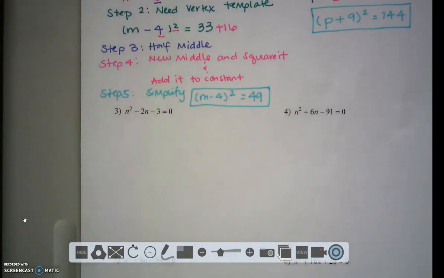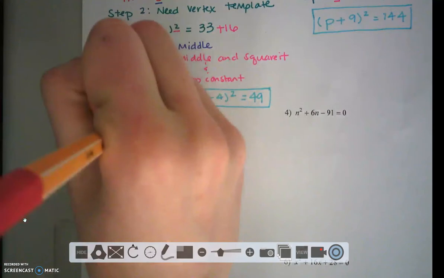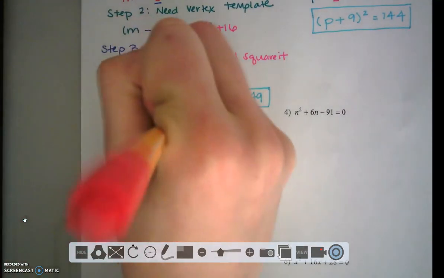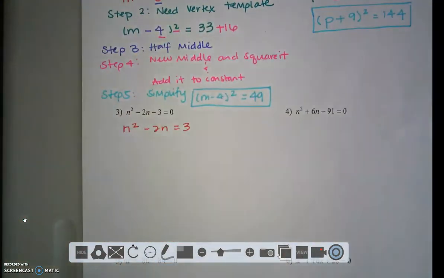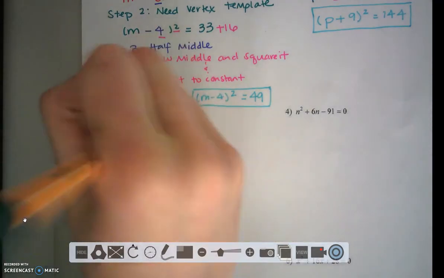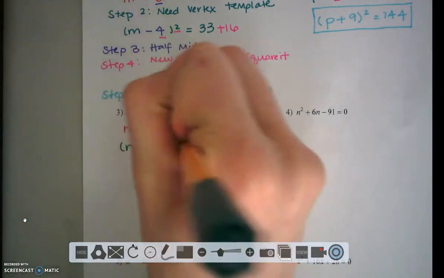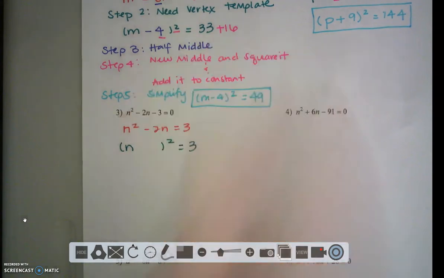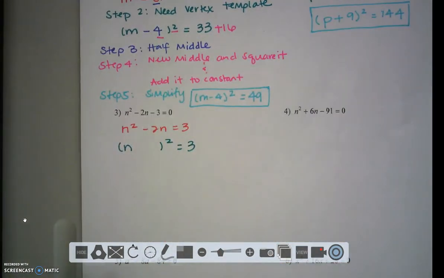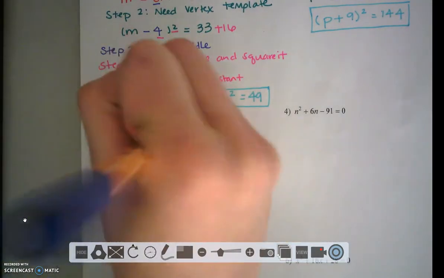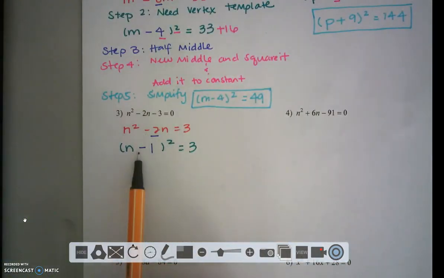So number 3, again, step 1, move your constant. So we have n squared minus 2n equals 3. Second step, make your vertex template. We're going to do n, square it, equals 3. We're going to follow our third step and take half of the middle. Half of 2 is 1. And you do keep the signs the same. Okay, if it was negative in your original, keep it the same.